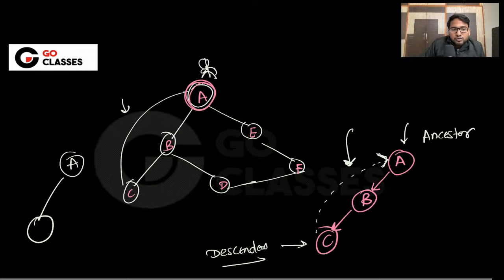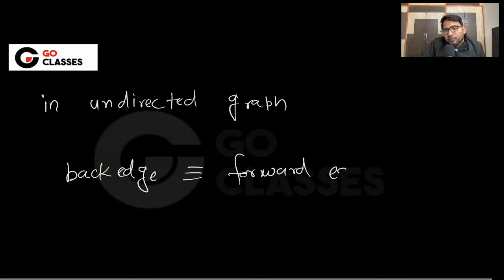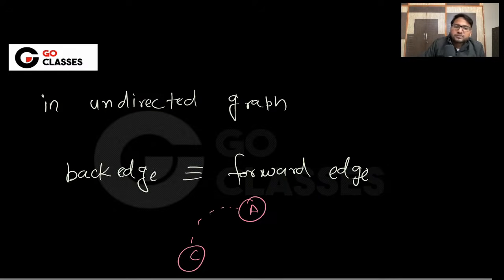So see, in an undirected graph, you can say back edge and forward edge are basically the same. Okay, which means if this is ancestor, this is descendant. If there's an edge, you call it backward edge, forward edge, it doesn't matter. Okay, so this is ancestor, this is descendant.